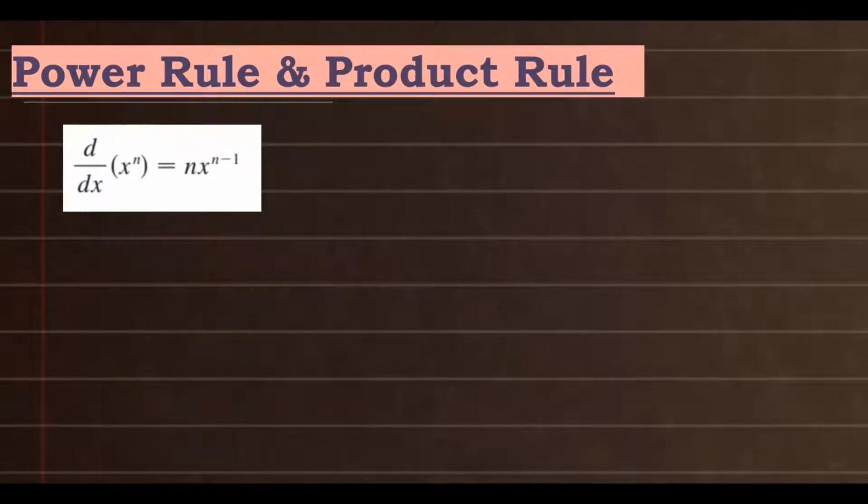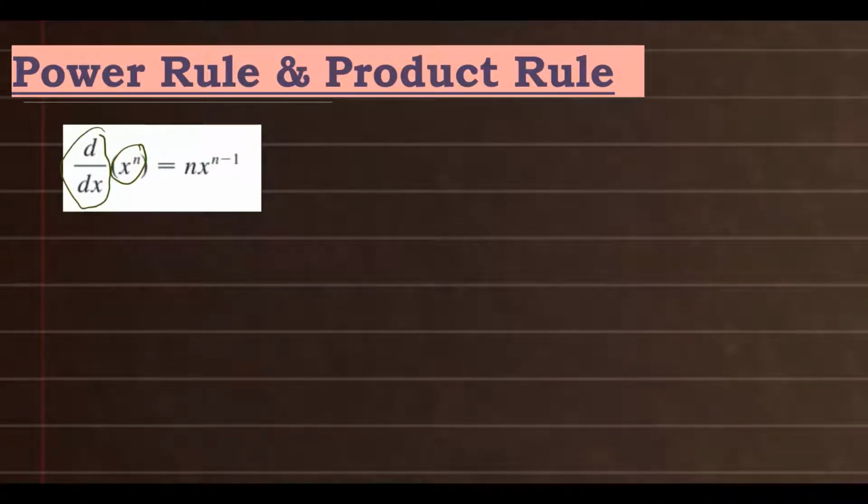Let's go ahead and use the power rule and product rule to find derivatives of some functions. Let's take a look at the power rule first. Suppose you have a function of the form x to some power n, like that, and you want to take its derivative. That's the derivative notation.